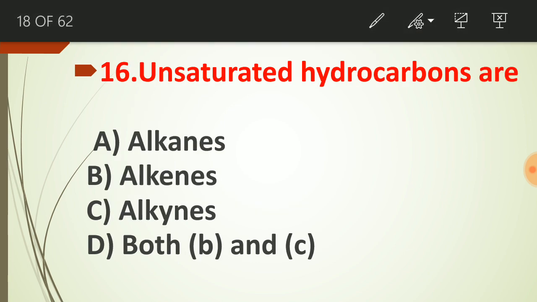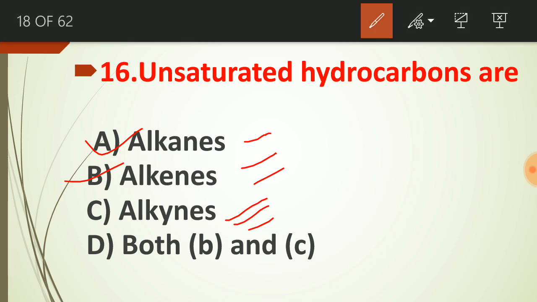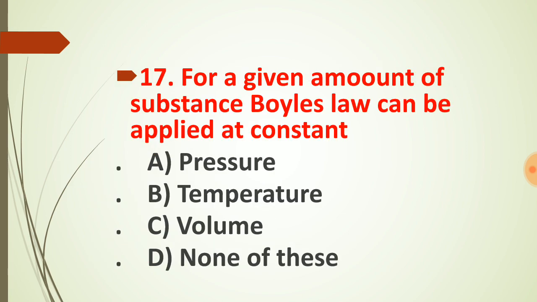Unsaturated hydrocarbons are, this alkane, it contains single bond. Alkenes, this contains double bond. Alkyne, this contains triple bond. Now for this question, both B and C, alkene and alkyne, they are unsaturated hydrocarbons. So option choice D is the correct answer for question number 16. Now let us move to question number 17.